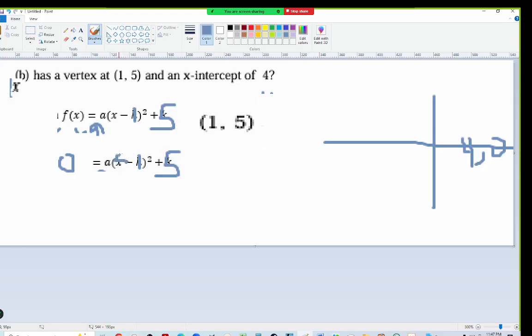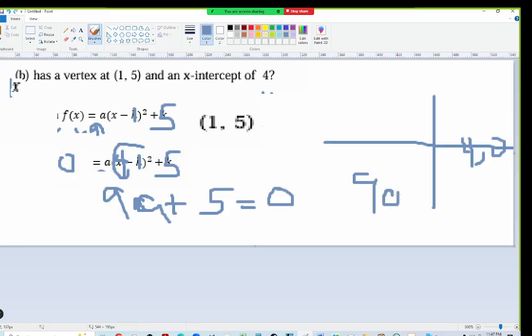So I can rewrite my equation: y is 0 on this side, and 4 goes where I have x. What's 4 minus 1? 3. What's 3 squared? 3 times 3, 9. So I got 9a plus 5 is equal to 0. What do I do? I'm trying to solve for a. Minus 5. So I got 9a is equal to minus 5. And then divide by 9. That's right. And it can't be simplified. So that means a is minus 5 over 9. So the full formula is y equals minus 5 over 9 times (x minus 1) squared plus 5.